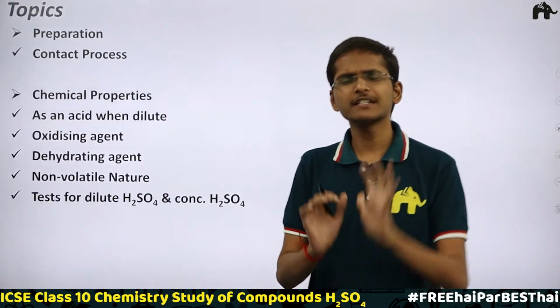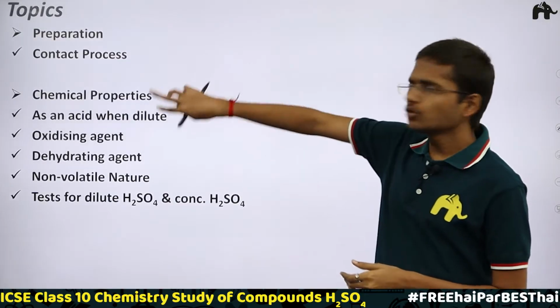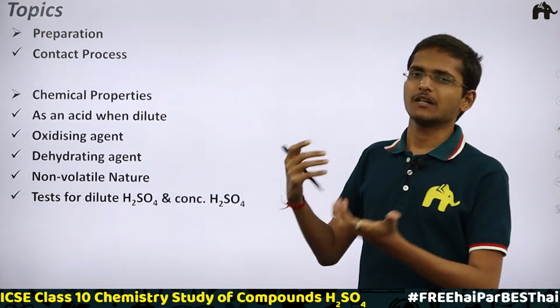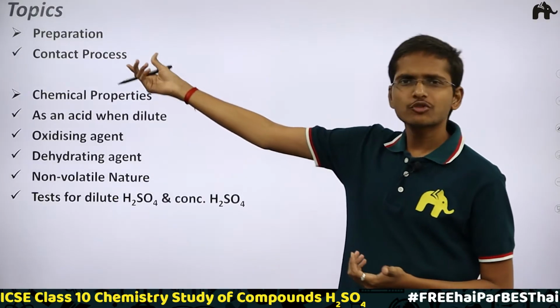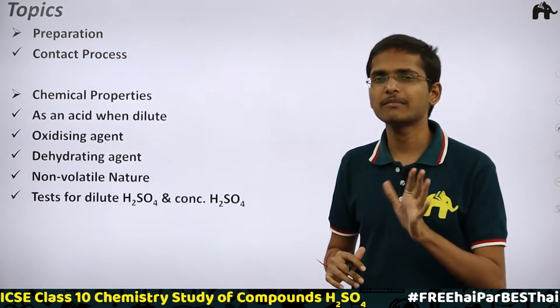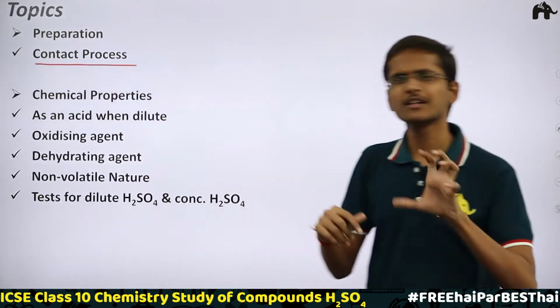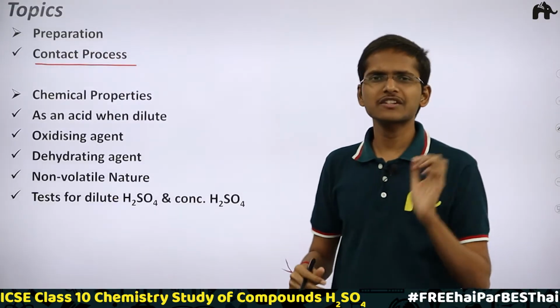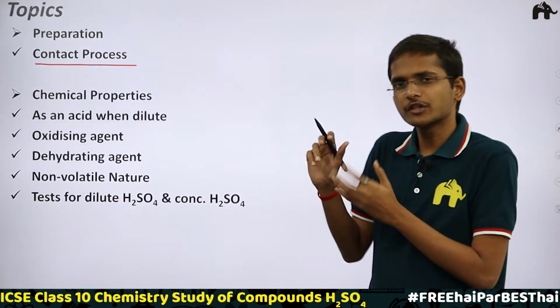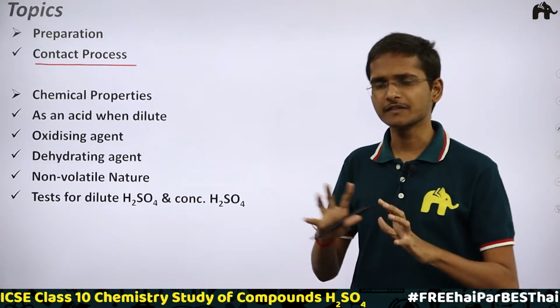So friends, I have divided this topic, sulfuric acid, into two parts, the same as our previous chapters. So we are going to study its preparation. There is only one preparation we have to study, by the contact process, how we are going to prepare sulfuric acid, and that too just simply the chemical reactions along with the conditions. That's it. No need to go into details. There is no need to study the contact process in very much detail.